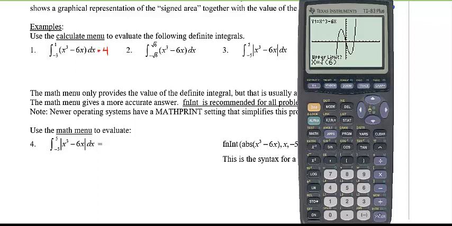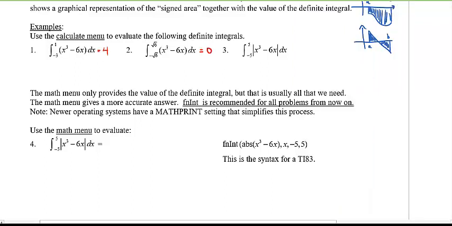Press enter. Notice now why the signed area is 0. You've got the two bumps. The one that's positive above the x-axis, that area is equal to the one below the x-axis, so the net result, of course, is 0. Okay?